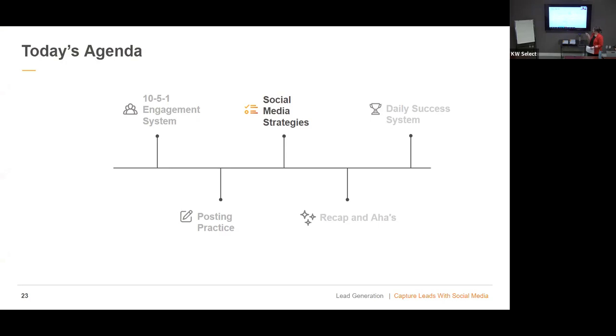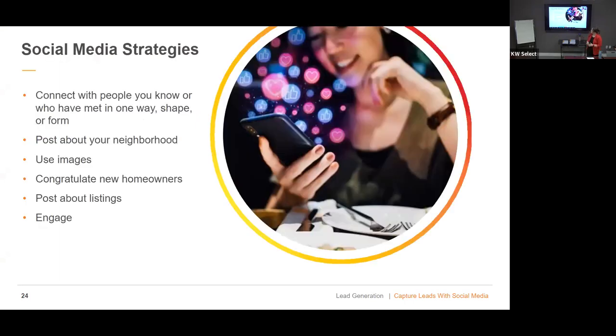All right. We're going into social media strategies. So a couple different things. Connect with people you know or you've met. Facebook's a great way. If you have them as a Facebook friend, it's very easy to connect with people. And do it using that 10-5-1. Make sure you're going through, liking posts, sending messages, commenting on things. That's just an easy way to stay connected with the people that you already know.